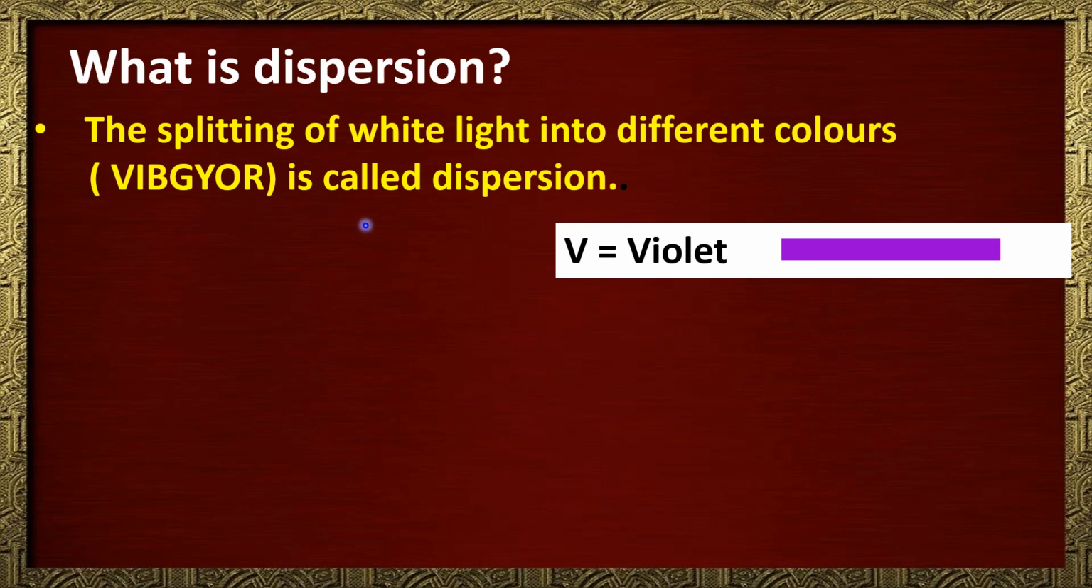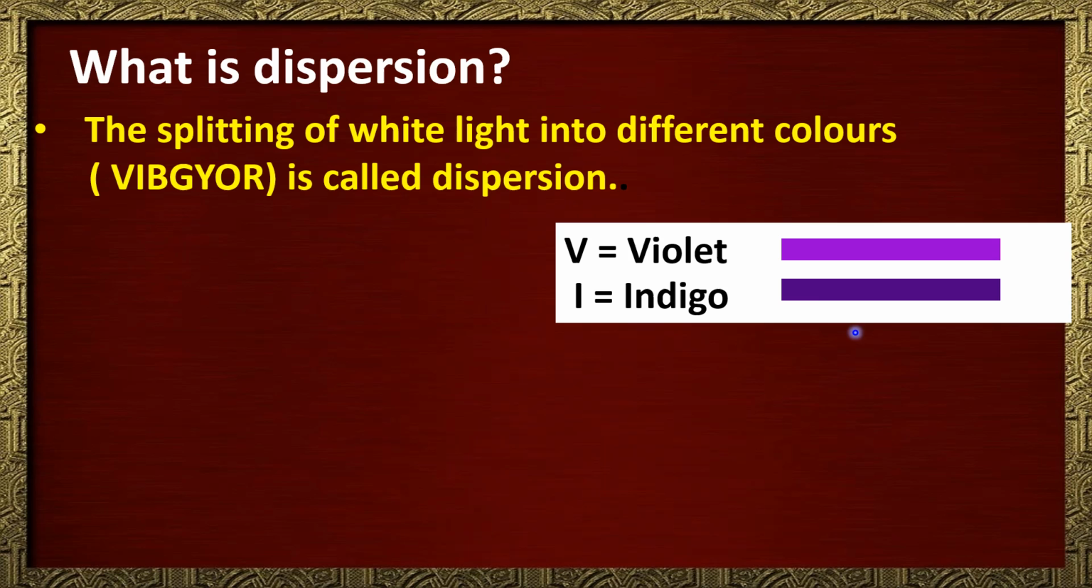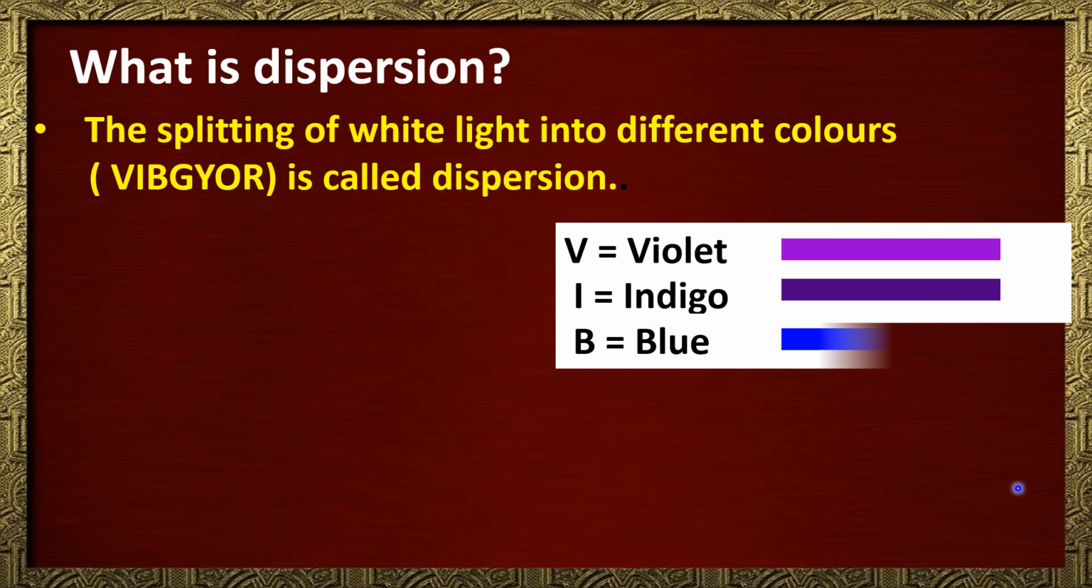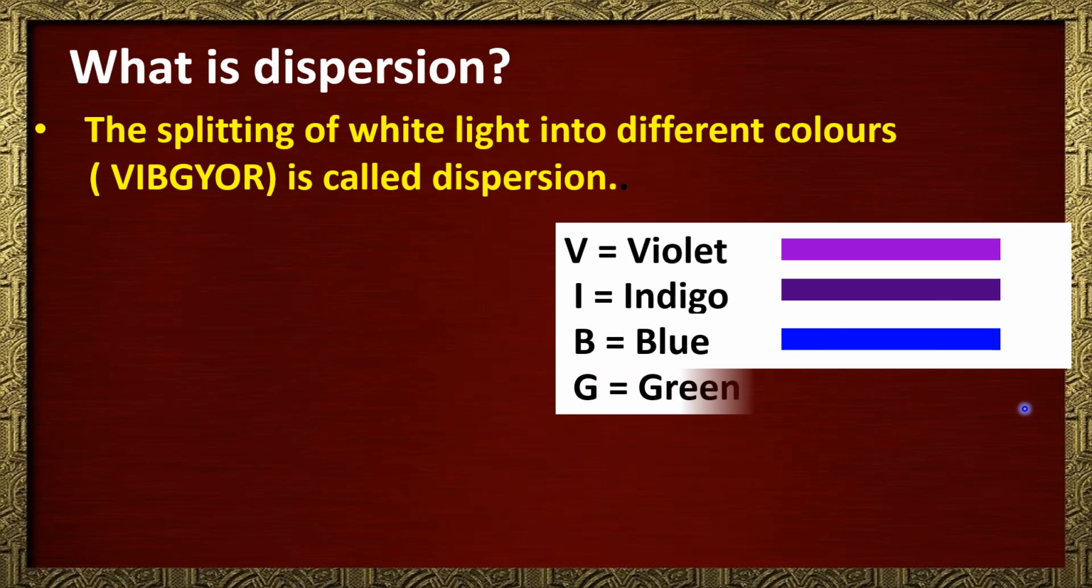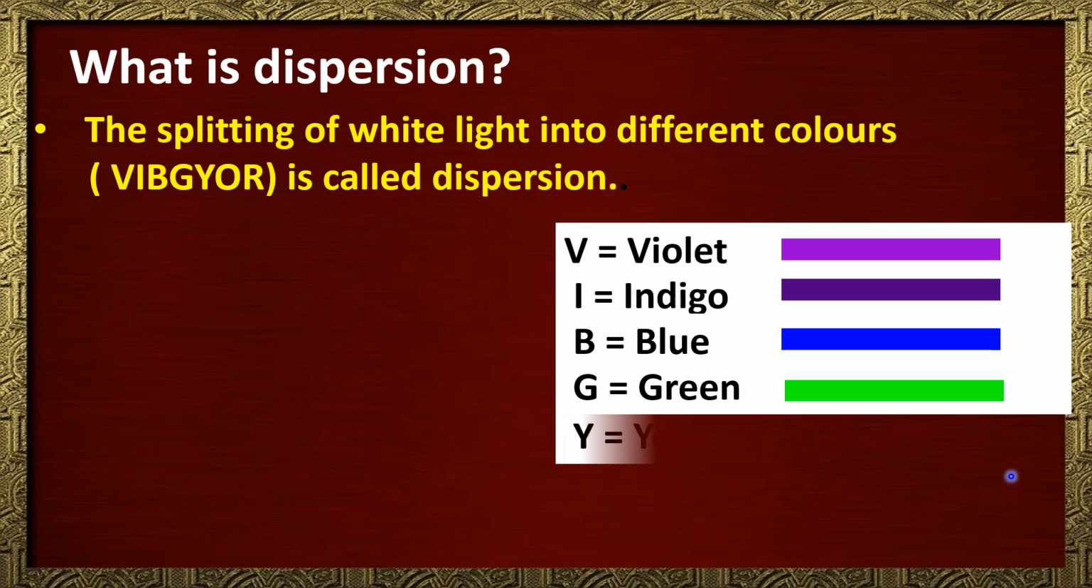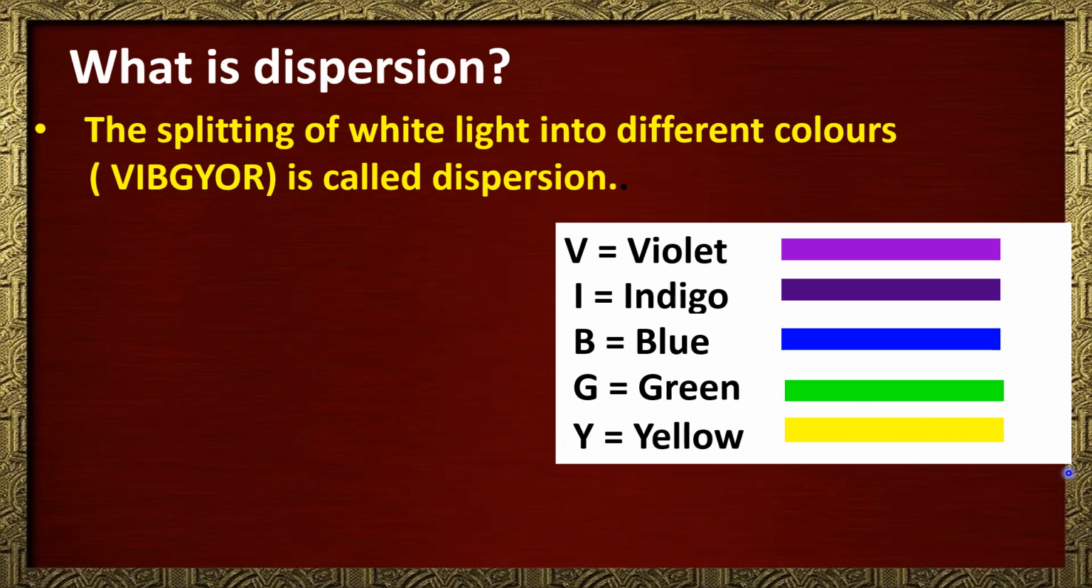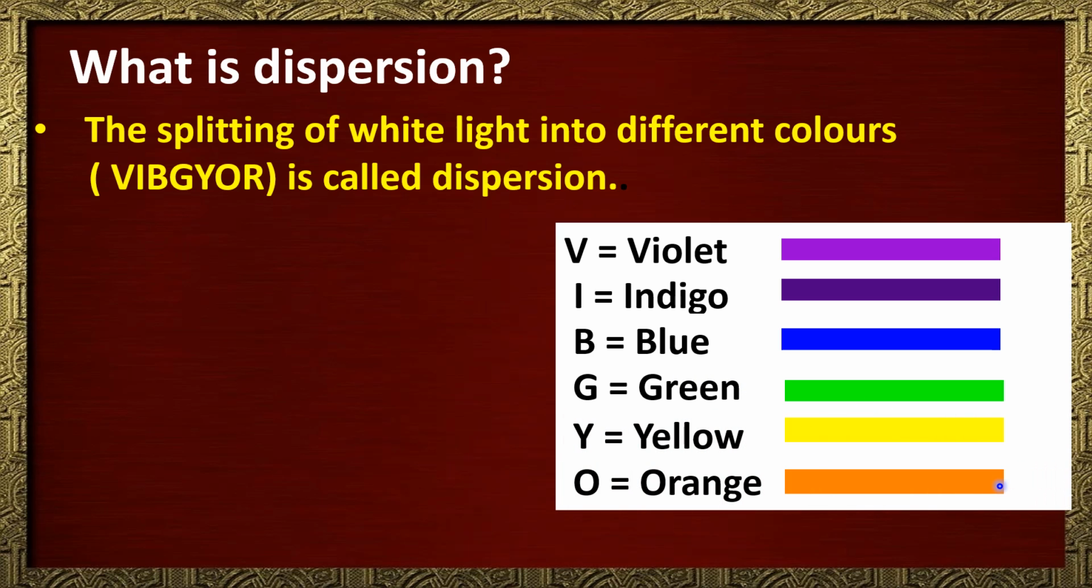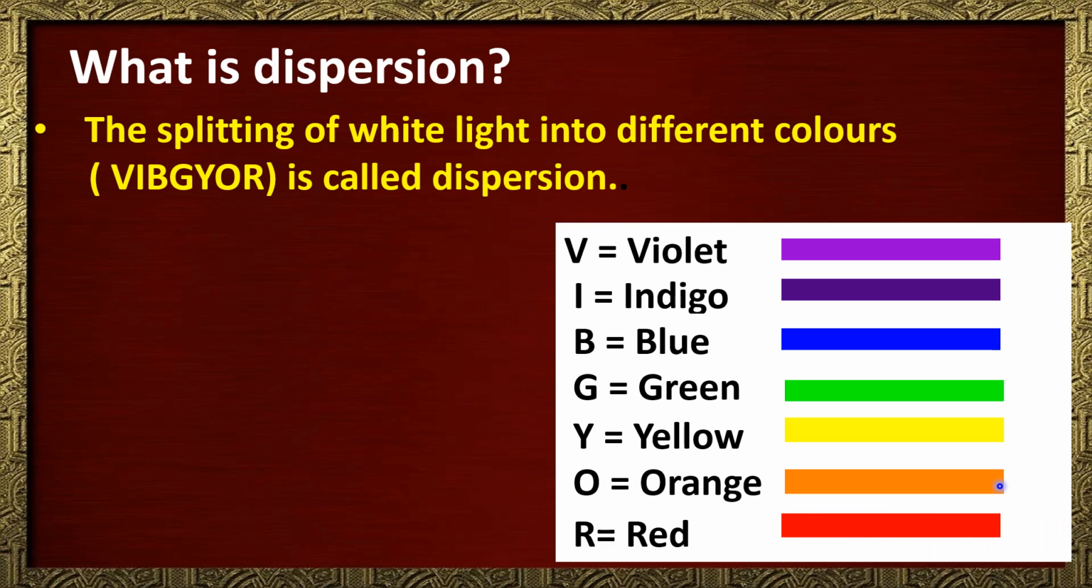So here V stands for violet color. This one is the violet color. I is indigo color. B, blue, green, yellow, orange, red. These are the different colors we get when dispersion takes place through a prism.